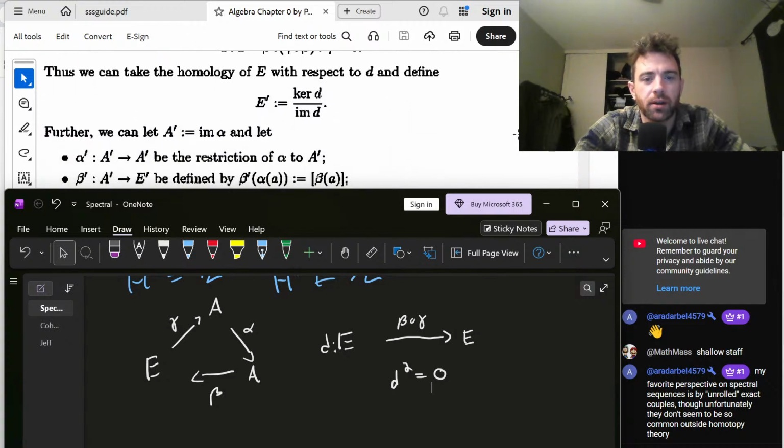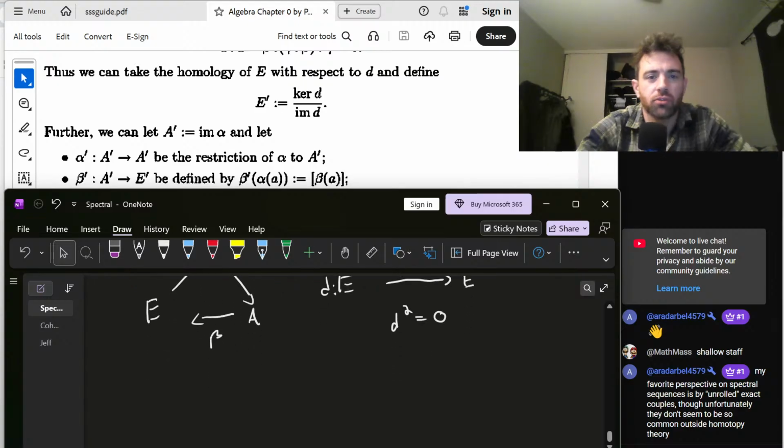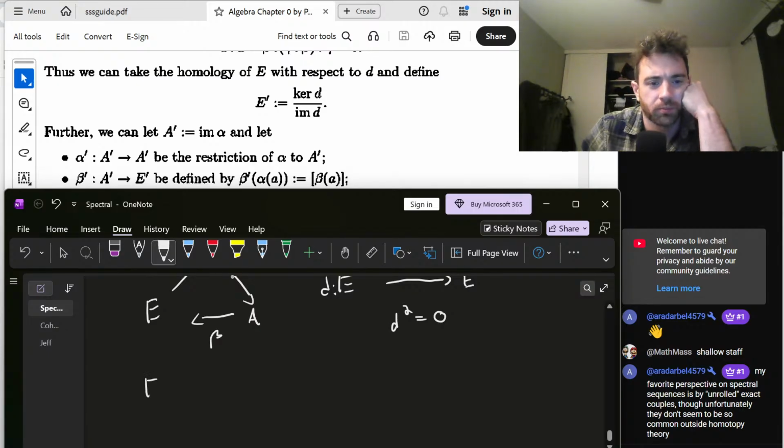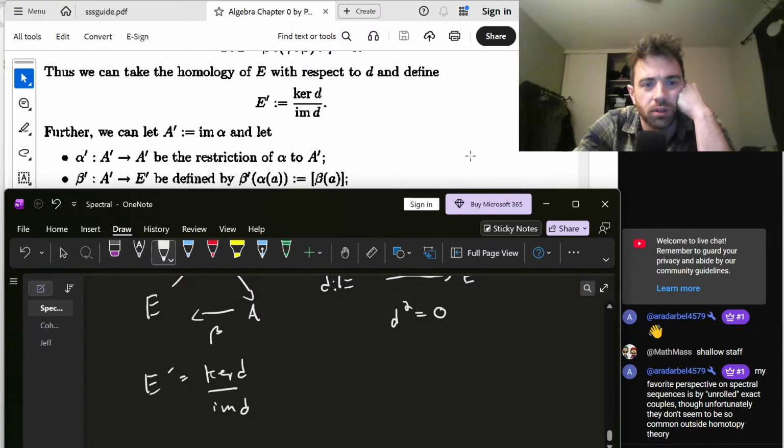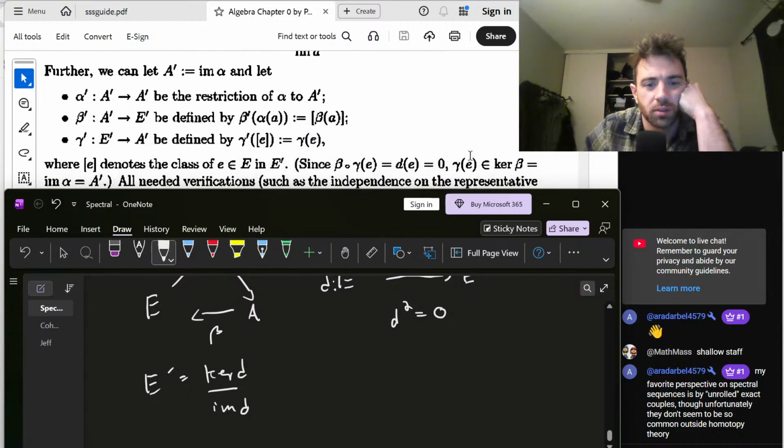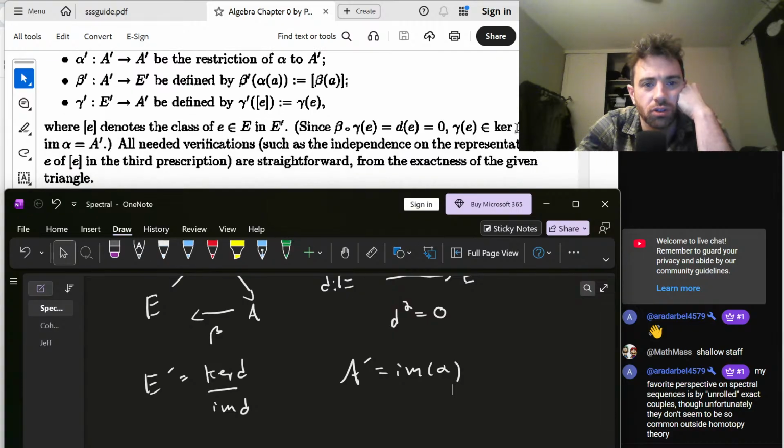Okay, so then E prime. E prime is just the homology with respect to those. And if we let A prime be the image of alpha, then we claim that we get a new triple. All needed verifications are straightforward.